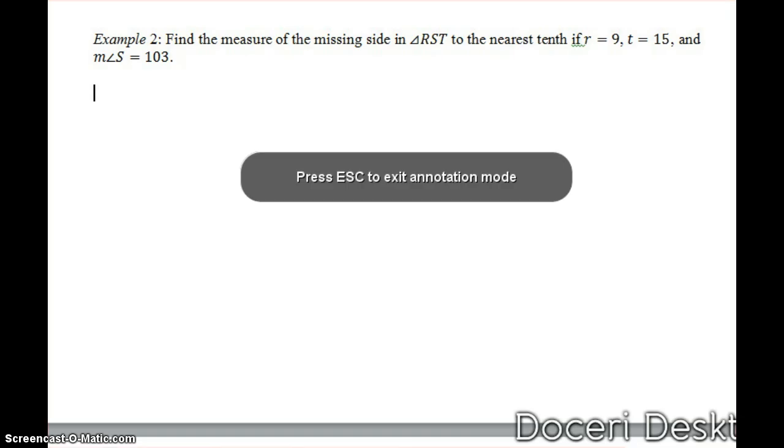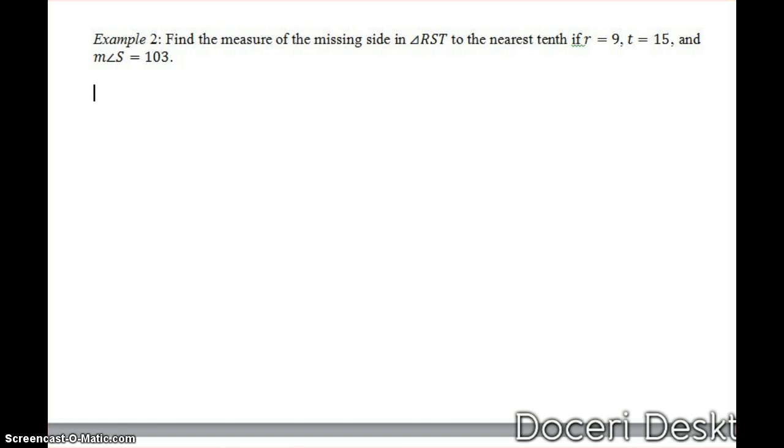Okay, now we're going to do example 2. This time we don't have a picture for this one, so I'm going to draw my picture. It says find the measure of the missing side in triangle RST to the nearest tenth if side R is 9, side T is 15, and the measure of angle S is 103 degrees. So just draw a triangle RST, and it doesn't have to be drawn to scale or anything. We just want kind of an idea of where all the parts are on this.